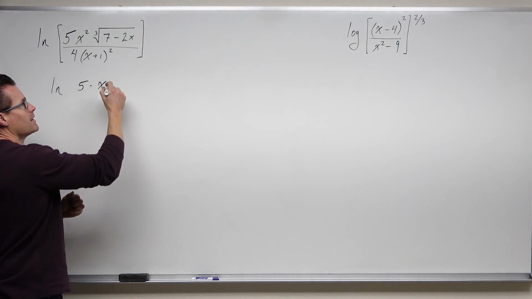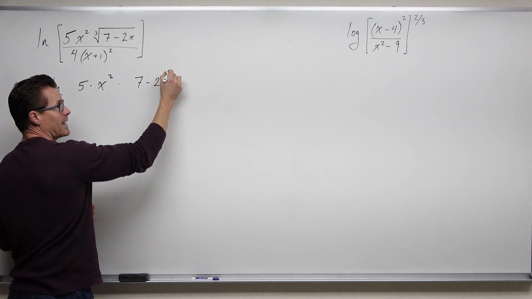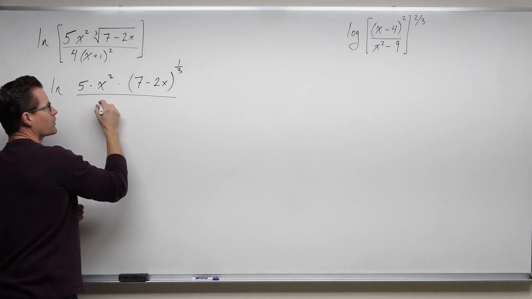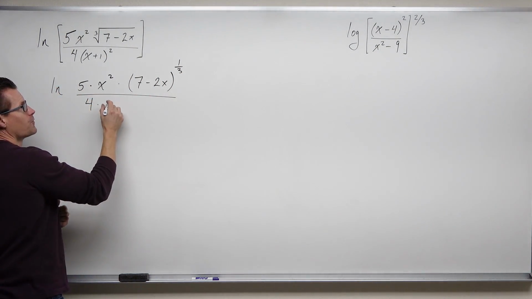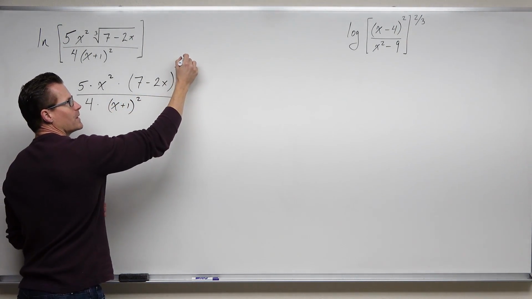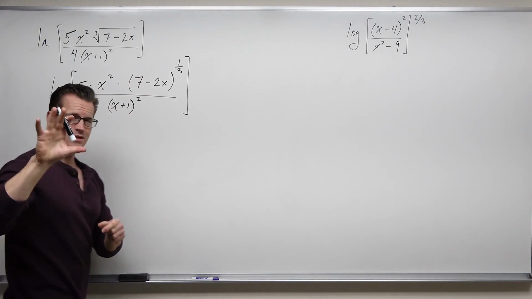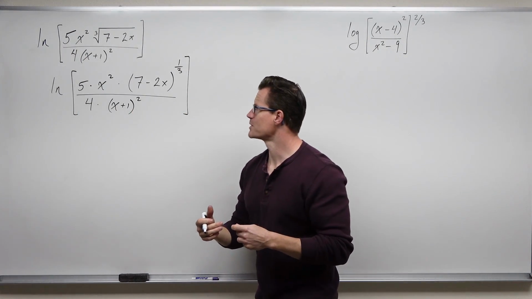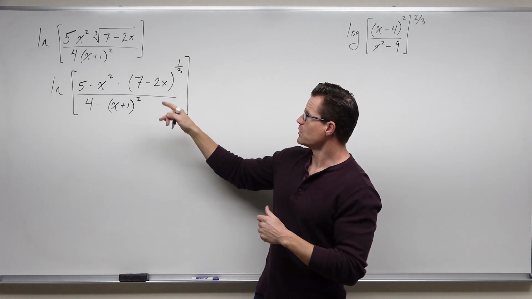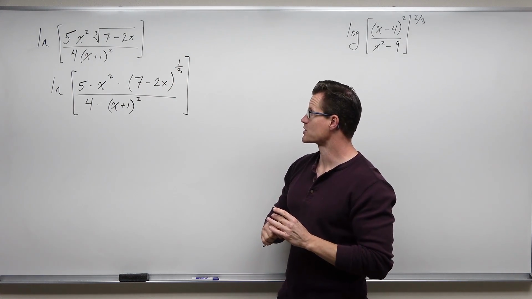So we've got 5 times x squared times 7 minus 2x, and that's being raised to the 1/3 power, all over, I'm going to show this explicitly, 4 times x plus 1 squared. So what that lets me do, that says that we've got really 1, 2, 3, 4, 5 different factors. Some of them have exponents, but they're all connected by multiplication and or division. So I've shown that it's all factored. I've moved this as a radical into a rational exponent.